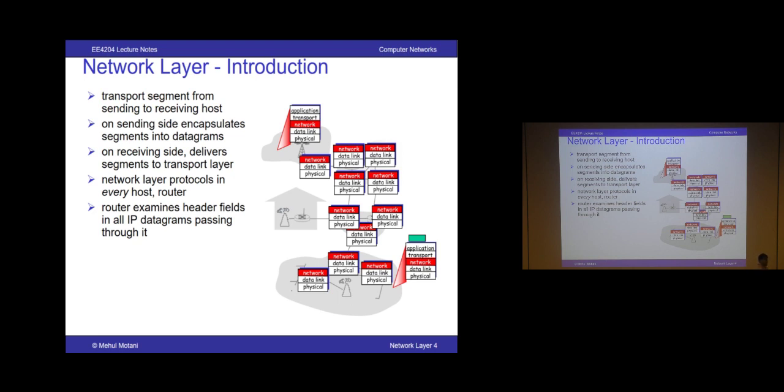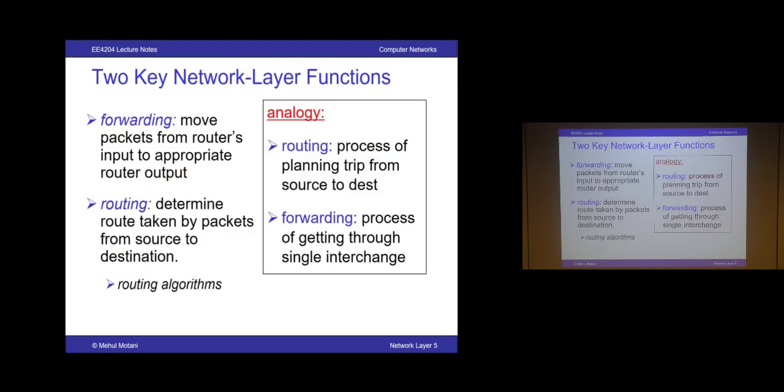But we are now going to look at what is happening in the interior of the network. What are these core routers doing? That's our aim for the next couple of lectures. So the two key network layer functions, basically what a router has to do, are forwarding and routing. Routing is the process of determining the next hop, meaning finding the sequence of hops, to determine the route taken from source to destination.